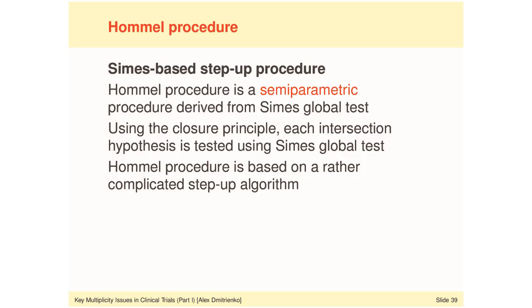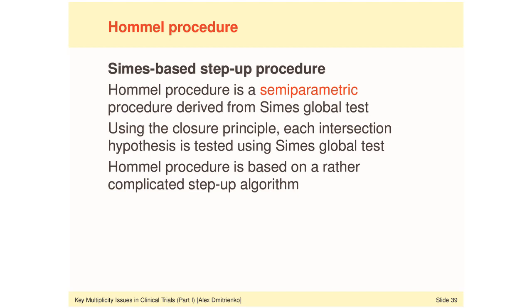Hommel procedure. We will now take a closer look at semi-parametric procedures derived from the Simes global test. The Holm procedure, as you remember, is an example of a closed testing procedure derived from the Bonferroni test. And the next two procedures we're going to discuss are closed testing procedures derived from the Simes test. That includes the Hommel, and then we'll take a look at the Hochberg procedure. Both of them are quite popular in clinical trial applications, so we'll introduce them and compare them to the Holm procedure.